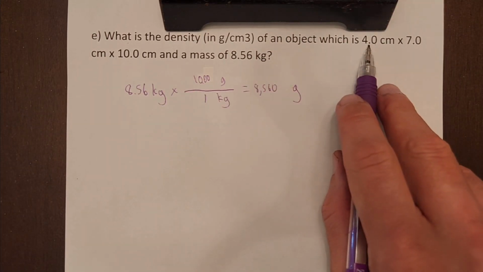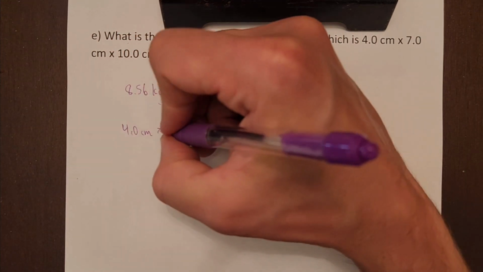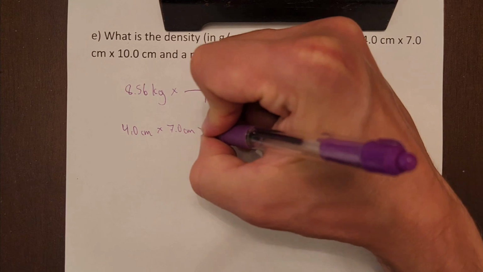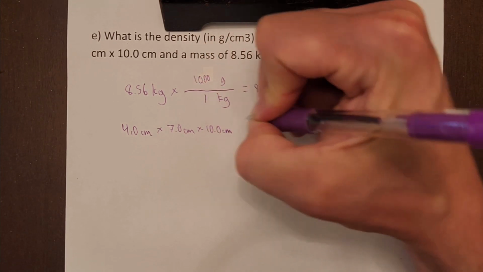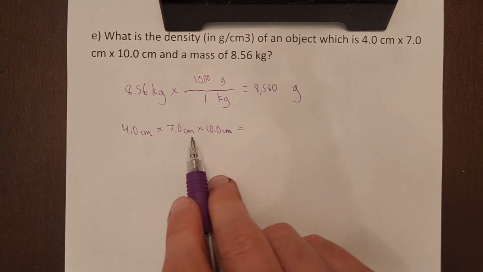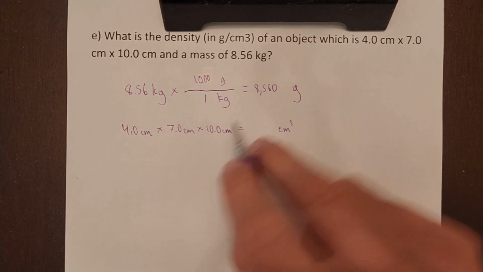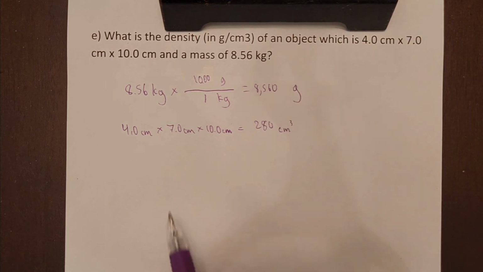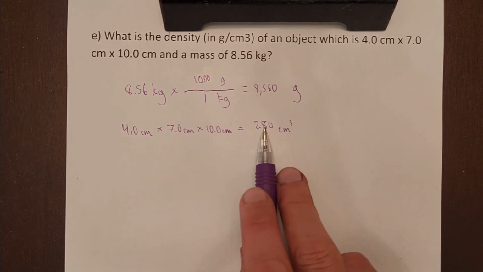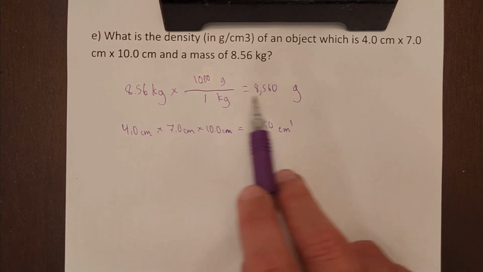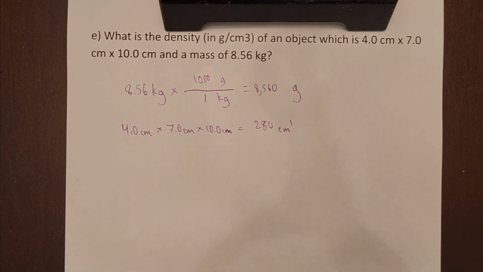Now let's do this one. Let's get the cubic centimeters. 4.0 centimeters times 7.0 centimeters times 10.0 centimeters. And centimeter times centimeter times centimeter equals cubic centimeters. And if you do the math, this comes out to 280. The calculator will spit this out. 2 sig figs, 2 sig figs, 3 sig figs. Yep, you should have 2. 3 sig figs, infinite sig figs. Yep, this is 3. So these have the correct sig figs to reflect their origins.